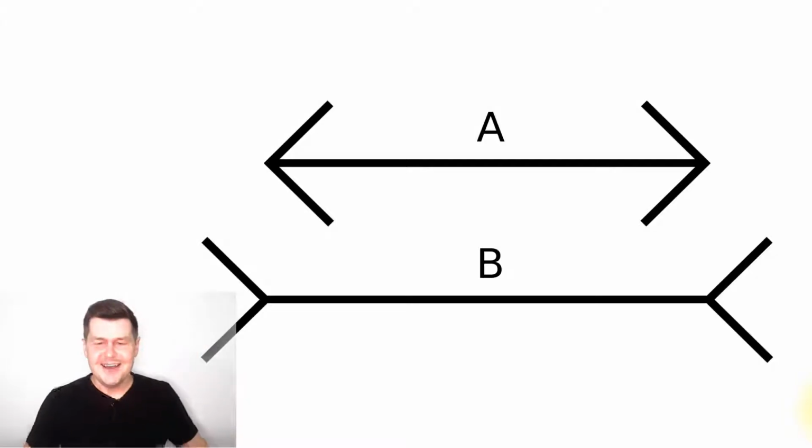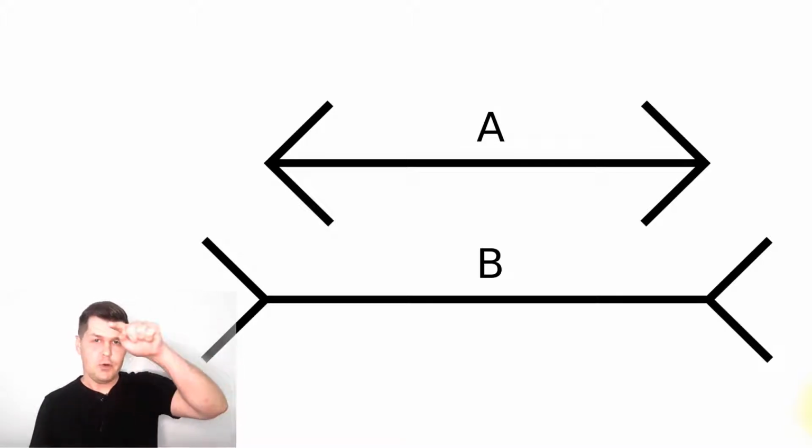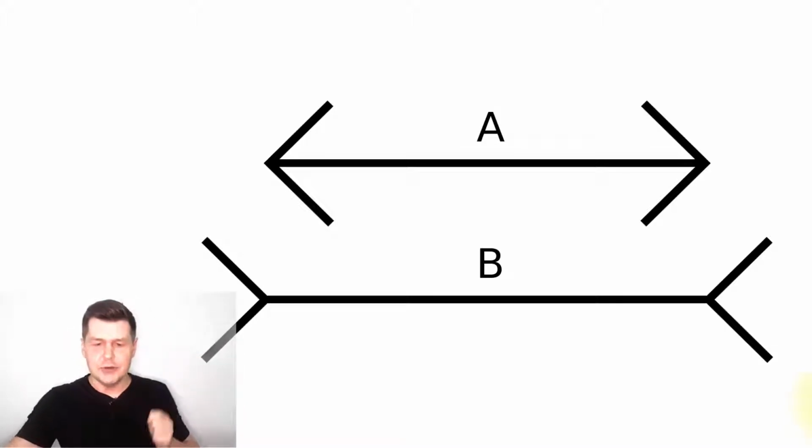Hi everyone. Look at this picture. There are two lines here. There are two horizontal lines. So there's line A and there is line B. So there are two lines in this picture, line A and line B.